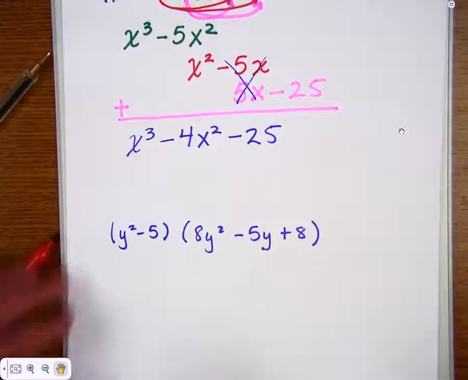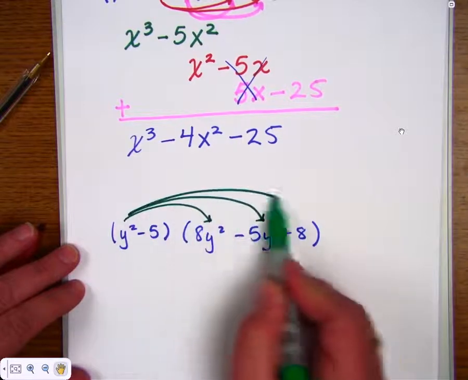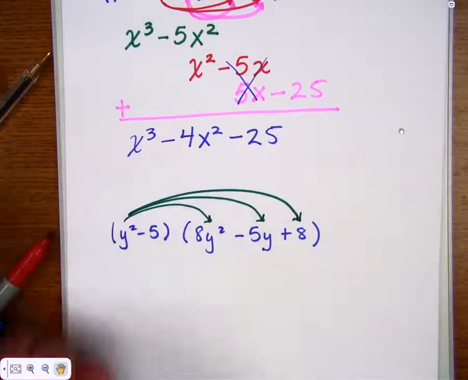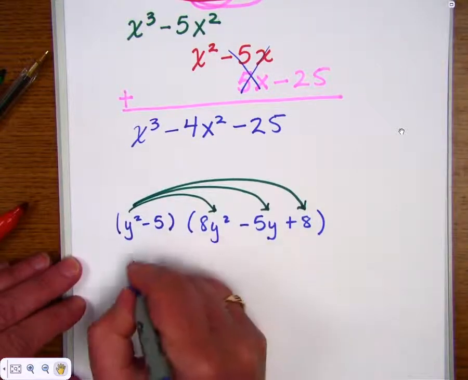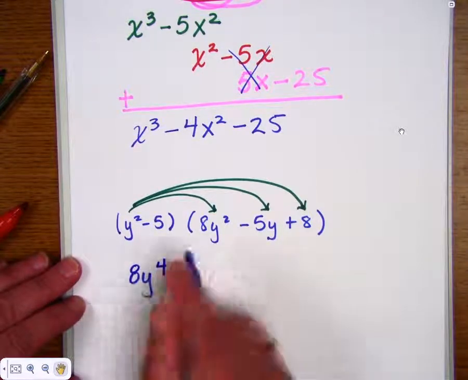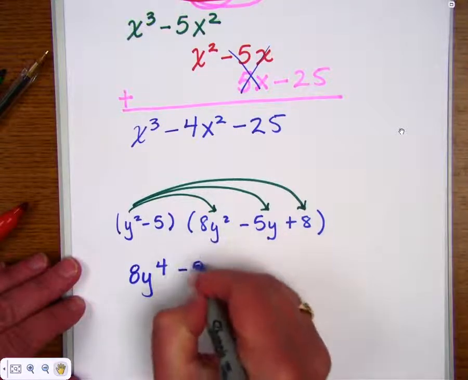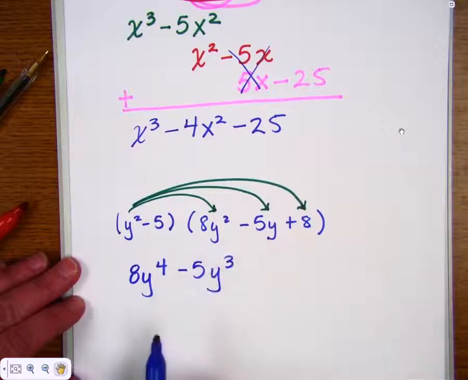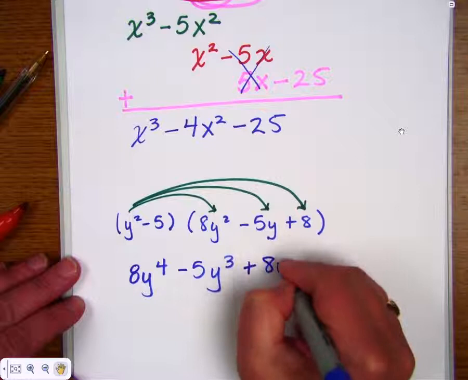Let's look at the second one. I'm going to take my y squared and multiply everything in the second parentheses by the y squared. Y squared times 8y squared gives me 8y to the 4th. Y squared times a minus 5y gives me a minus 5y to the 3rd. Y squared times the 8 gives me plus 8y squared.